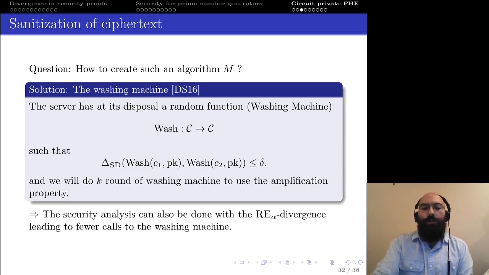But now we know that we can do this security analysis with the relative error instead of the statistical distance, because we also have the amplification property for the relative error over the alpha. So this will lead to fewer rounds of the washing machine, hence putting it in eco mode.